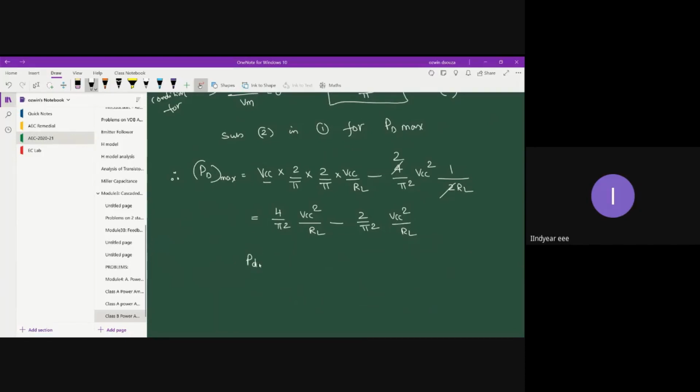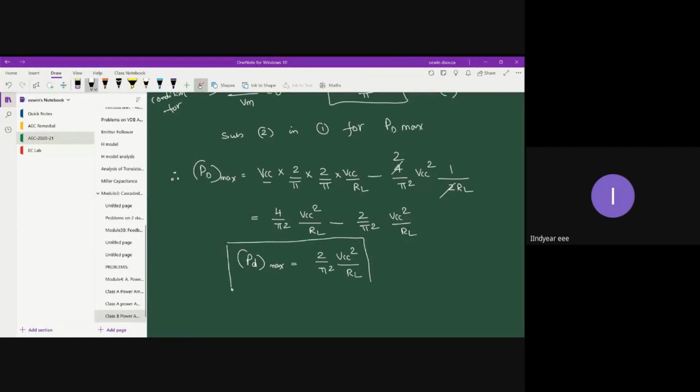You get PD maximum as 2 by pi square. You're subtracting, right? It is 2 times greater than the second term. So it is 2 by pi square into VCC square divided by RL. So this is the condition for PD maximum.